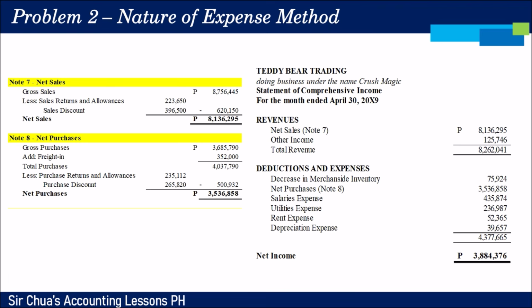Tapos, deductions and expenses. Remember po, kapag nililista po ang merchandise inventory changes, pag nag-increase, negative. Pag decrease, positive. Okay? So, decrease in merchandise inventory, 75,924. And then, lagay na rin po natin yung net purchases and then lahat po ng operating expenses natin. Okay? So, ganun din po ang net income, 3,884,376. So, for a more thorough discussion of the difference between function of expense method and nature of expense method, ang gagamitin lang po natin is yung video natin nung nakaraan about merchandising income statement.